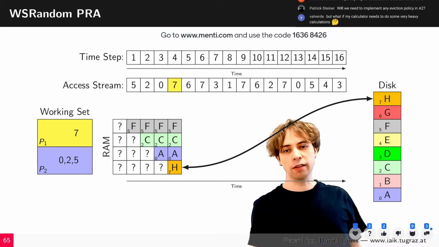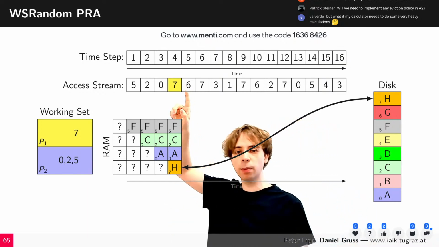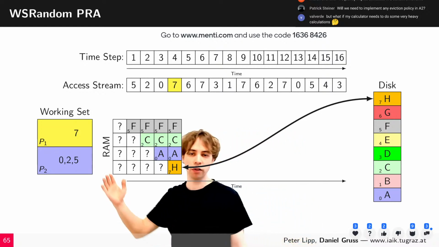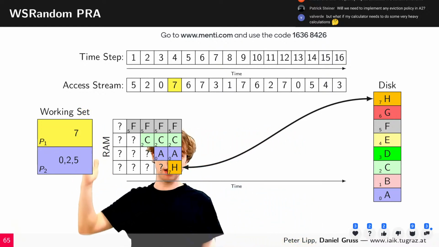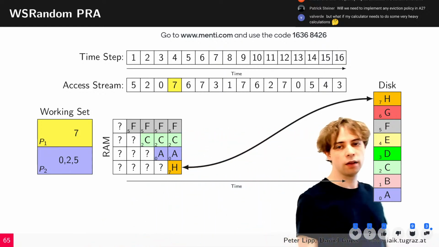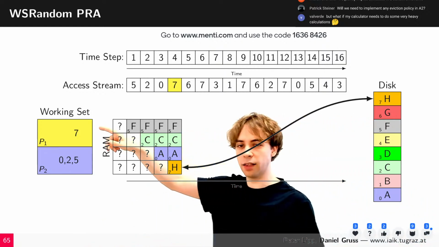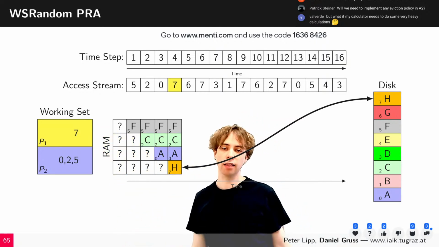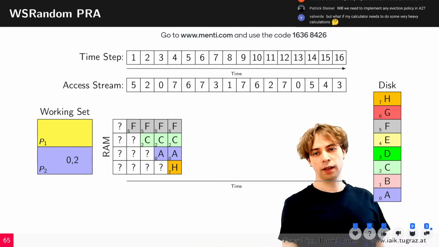What do we do in the next step? Well, we would access page number 6, but there is no space. So we reduce the working set size for each of these processes. And in this case, it will cut away the last page here. So this one will go back to a working set size of 0. And this one will go back to a working set size of 2. Okay.